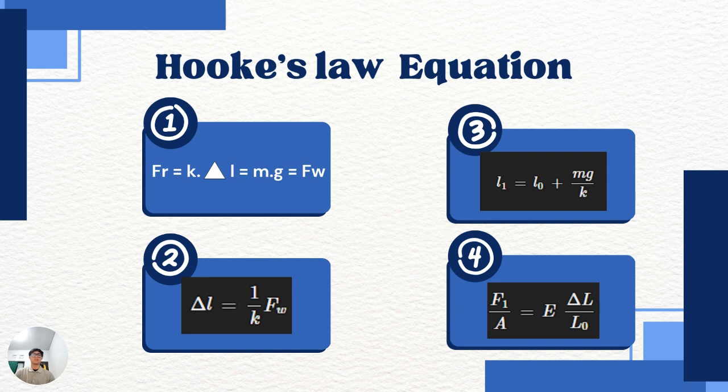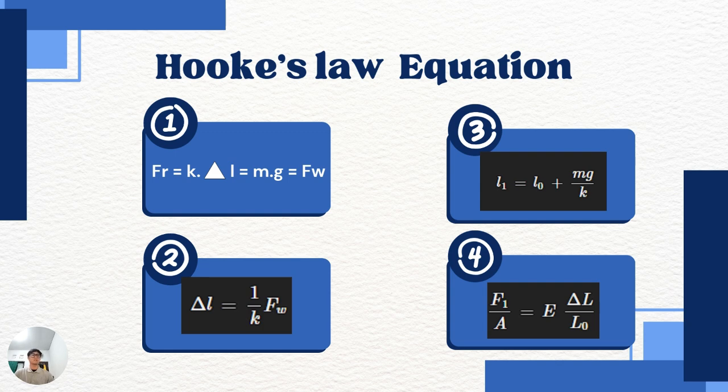Now, the third one is how to find L1, or the length of the spring after it's been stretched, which is L0, the length of the spring before it's stretched, plus mg, which is mass times gravity, per k, which is the force constant.